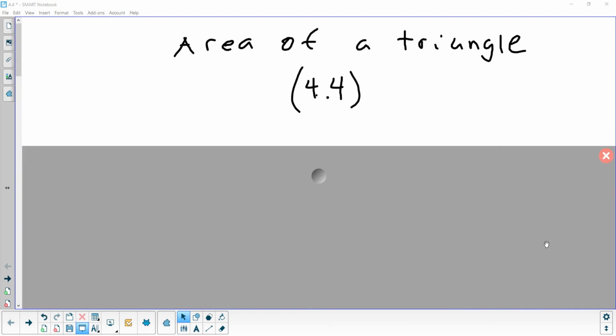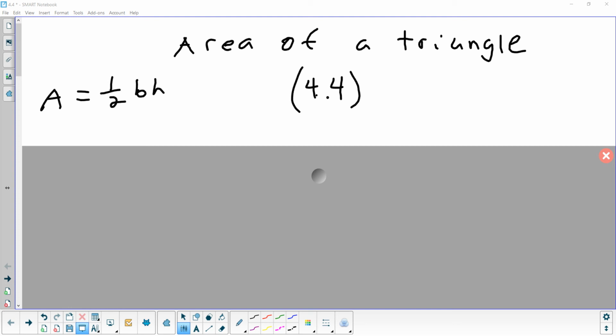All right, so let's just start out with the formula for area of a triangle that you learned back in geometry. Anybody remember the formula for area of a triangle? Yeah, Jake? Is it half the base times the height? Yeah, it's half the base times the height.